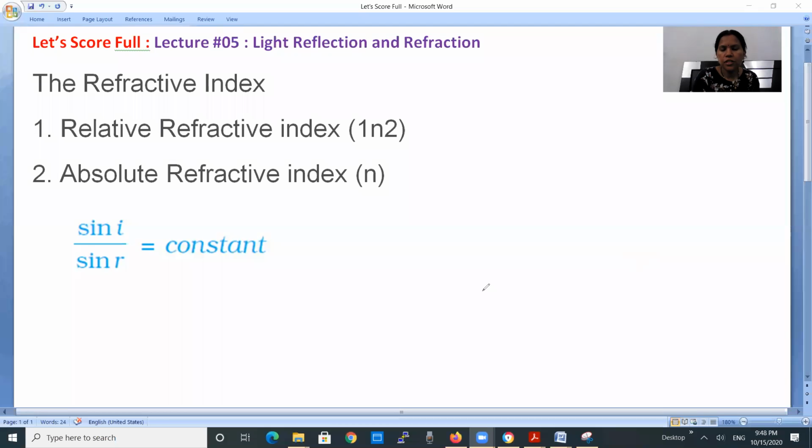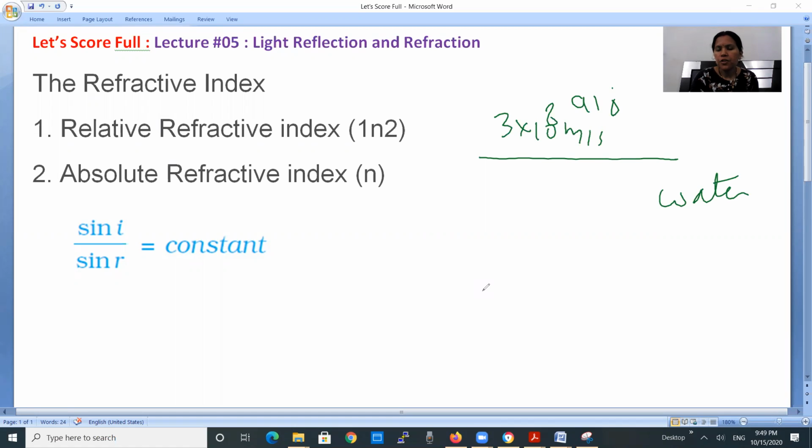Okay, so the first question is, suppose this is water and this is air. So speed of light in air is 3 into 10 raised to 8 meter per second. And speed of light in water is 2.25 into 10 raised to 8 meter per second. What is the refractive index of water with respect to air?